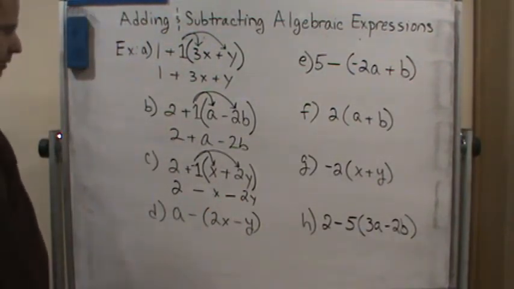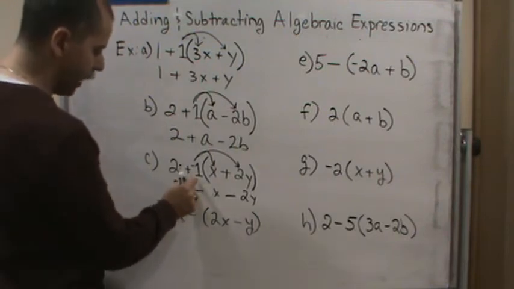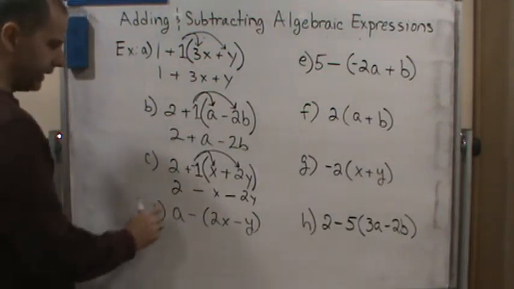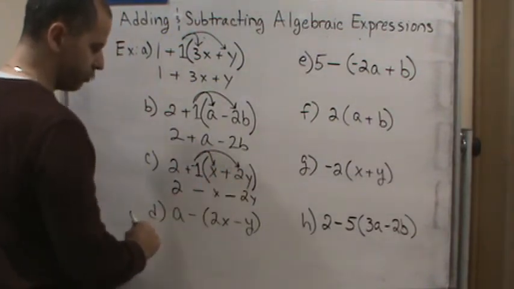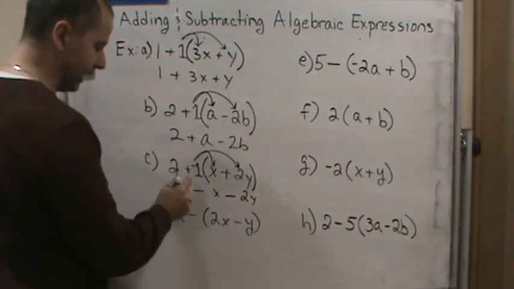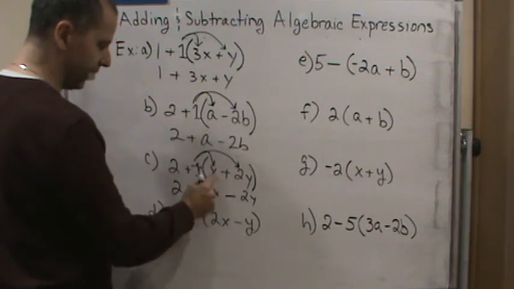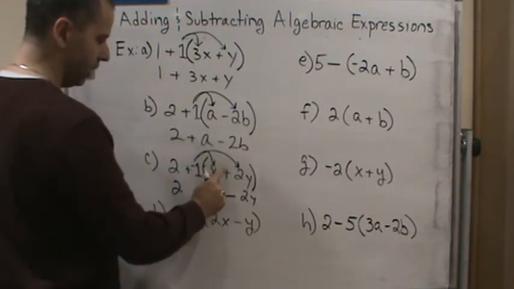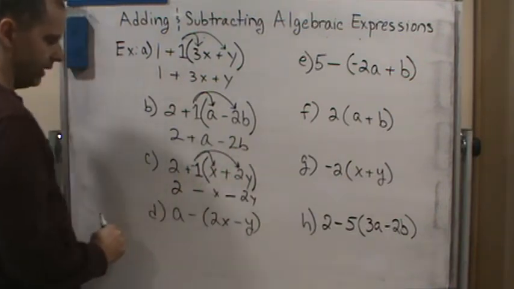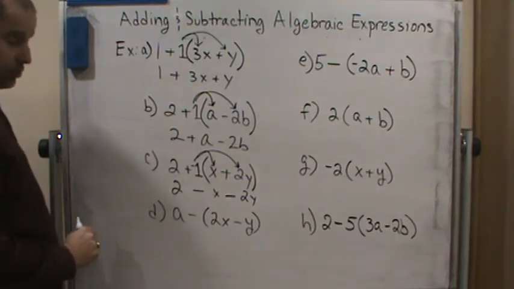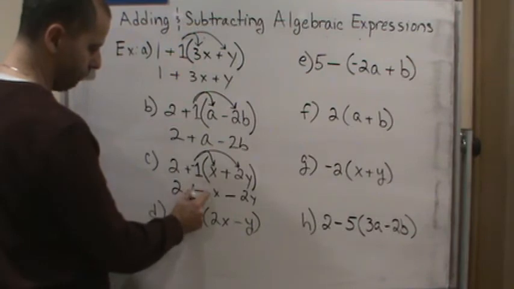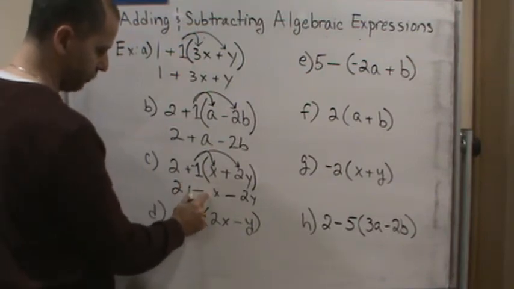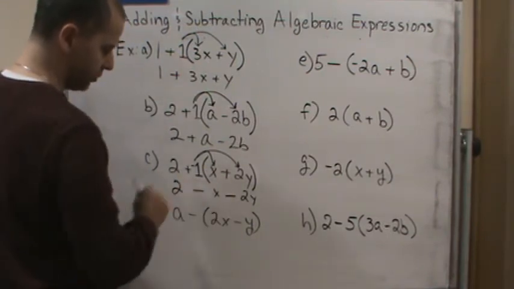So what happens? When I have a subtraction here, I can either look at it as multiplying by -1 and using the distributive property, or realize that if I'm subtracting this whole thing, I have to change the sign when I distribute. Okay, so I changed this to a minus. This was a plus, so I changed it to a minus. This is a plus, so I changed it to a minus.